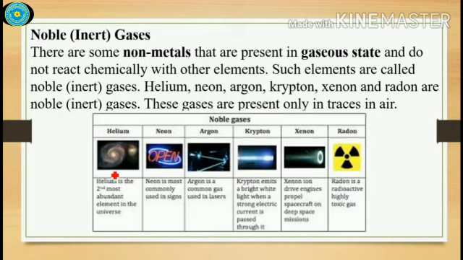Noble gas, or they are also called inert gases. There are some non-metals that are present in gaseous state and do not react chemically with other elements. Such elements are called noble or inert gases. Examples are helium, neon, argon, krypton, xenon and radon. These gases are present only in traces in air.